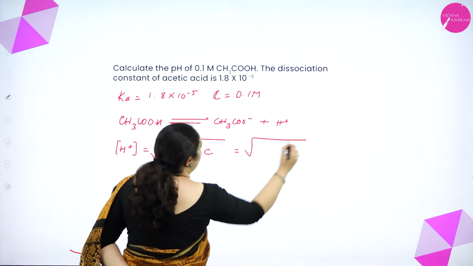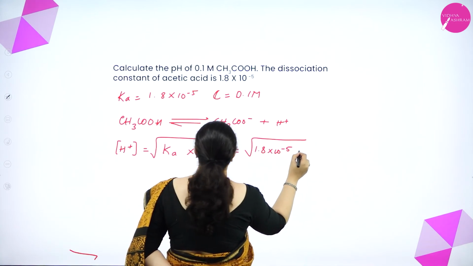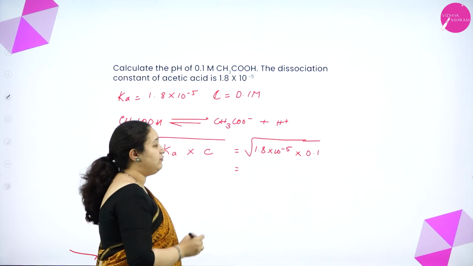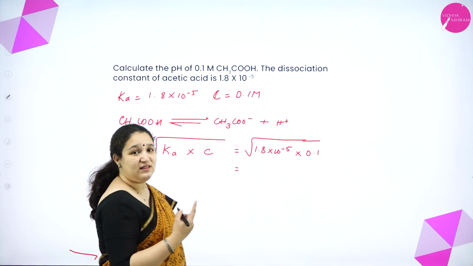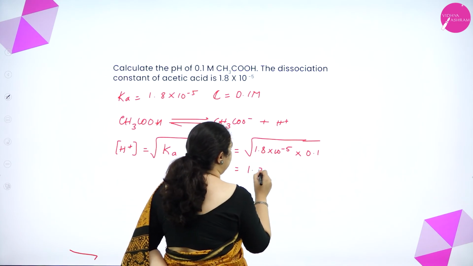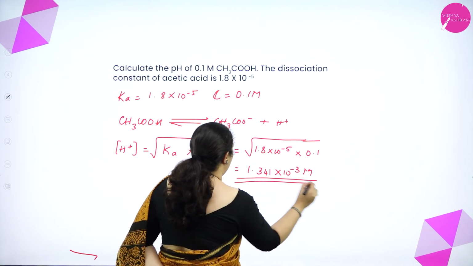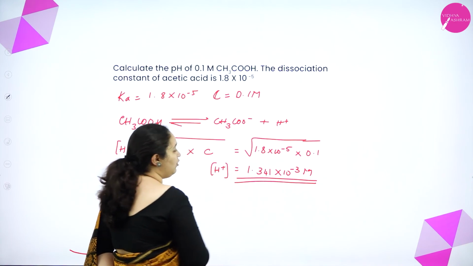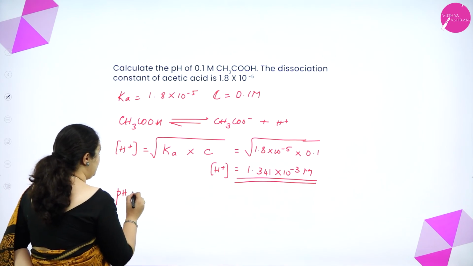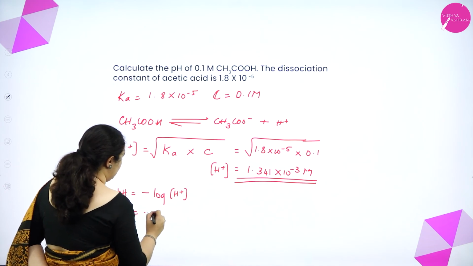What is the Ka value? Ka value is 1.8 into 10 to the power minus 5, into 0.1. So if I take the square root of this, that is, I have to convert into 10 power minus 6 and then take the square root of the value, we'll get it as 1.341 into 10 to the power minus 3 molar. So this is the H plus ion concentration that I have got. Now I have to put it into the formula of pH. pH is equal to negative logarithm of H plus ion concentration.